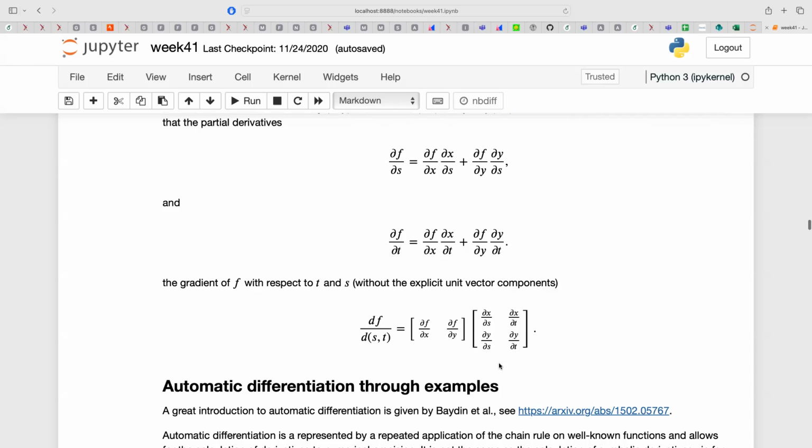Now, why do I do this? Because I wanted to show you what automatic differentiation means to us. And there are two modes, as I said, one which is called reverse mode and one which is called forward mode.